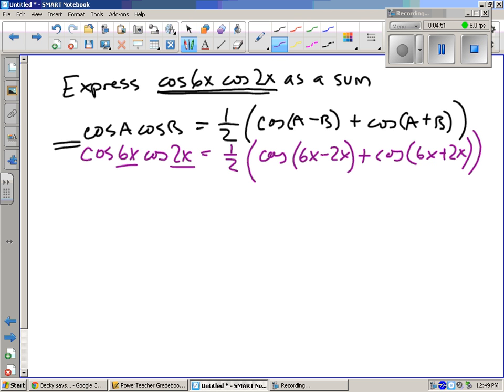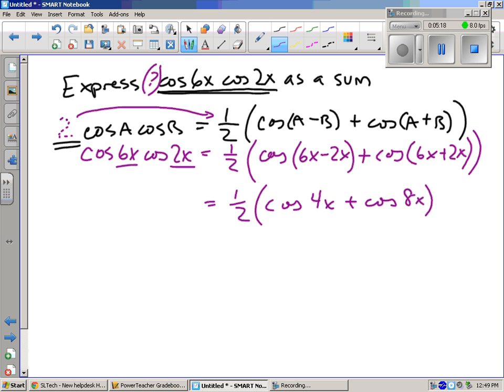All we're doing is figuring out what A and B are, putting it into the other form, the sum form of it. And we're taking the 2 that was here and moving it over to this side because they didn't have the 2 here. It's not there, so it must have been moved to the other side. What's left to do here is just cosine of 4x plus cosine of 8x. And voila, we're done. That's not so bad. So that's going from a product to a sum.